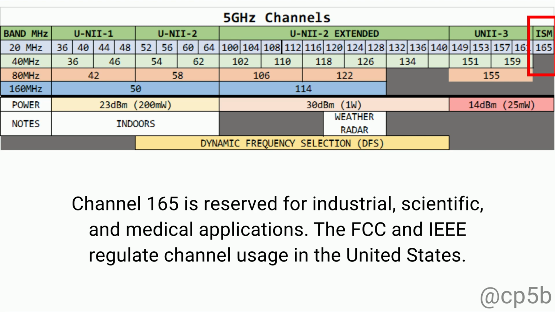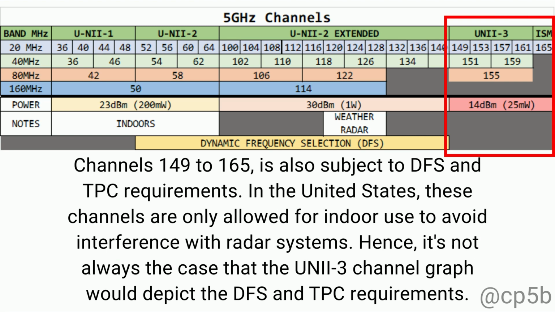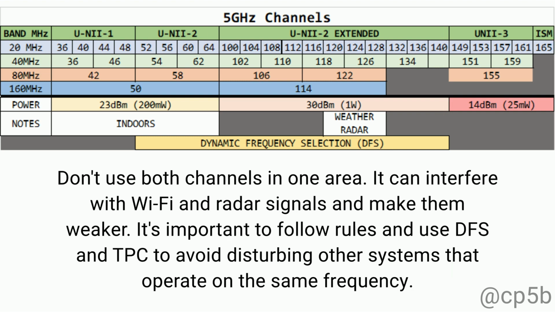The FCC and IEEE regulate channel usage in the United States. Channels 149 to 165 are also subject to DFS and TPC requirements. In the United States, these channels are only allowed for indoor use to avoid interference with radar systems. Hence, it's not always the case that the UNII-3 channel graph would depict the DFS and TPC requirements. Don't use both channels in one area. It can interfere with Wi-Fi and radar signals and make them weaker.